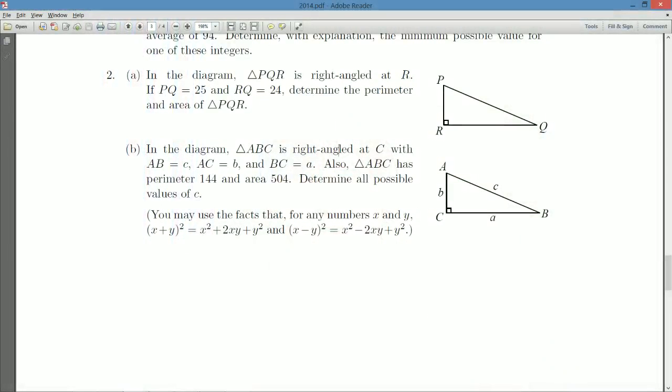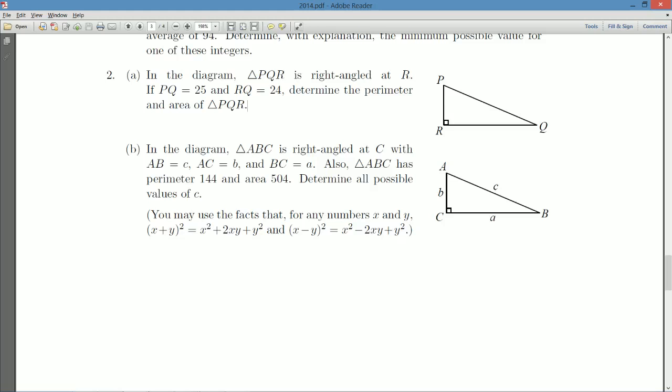In the diagram, triangle PQR is right angled at R. If PQ, so that's the hypotenuse, is 25 and RQ is 24, determine the perimeter and area of triangle PQR. If you're good with Pythagorean triples, you might already know the other side length PR is 7. 7, 24, 25, this is a common Pythagorean triple.